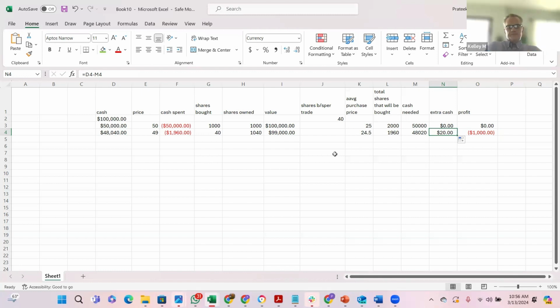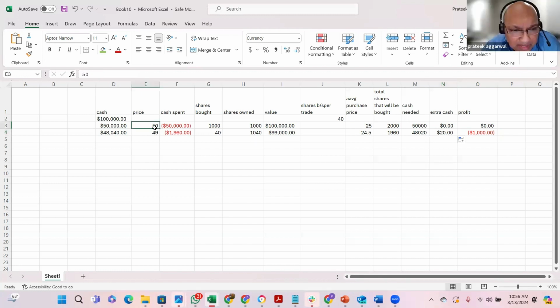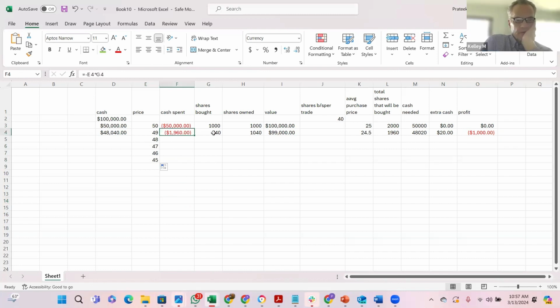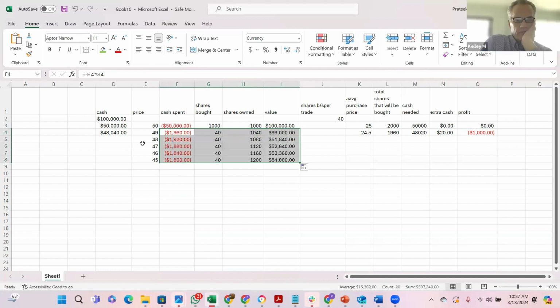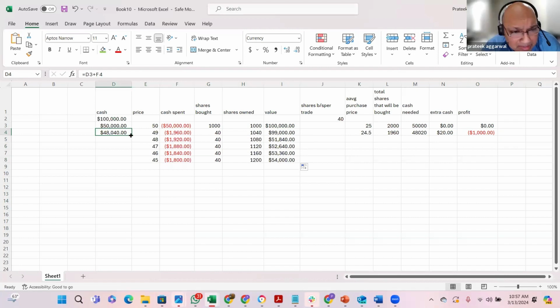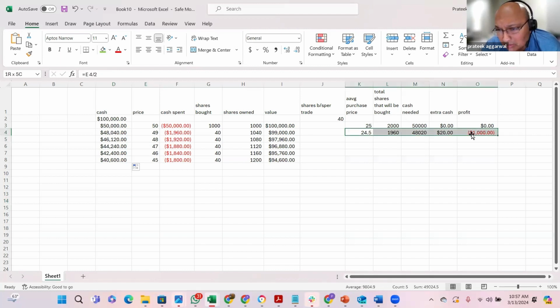Right. So now let us stretch this story a little further and take it to 47, 46, 45, all the way down to 45, right? And now since all the cells are well populated, I can just take this and stretch it down. Basically I can just stretch this down and I can stretch this down.